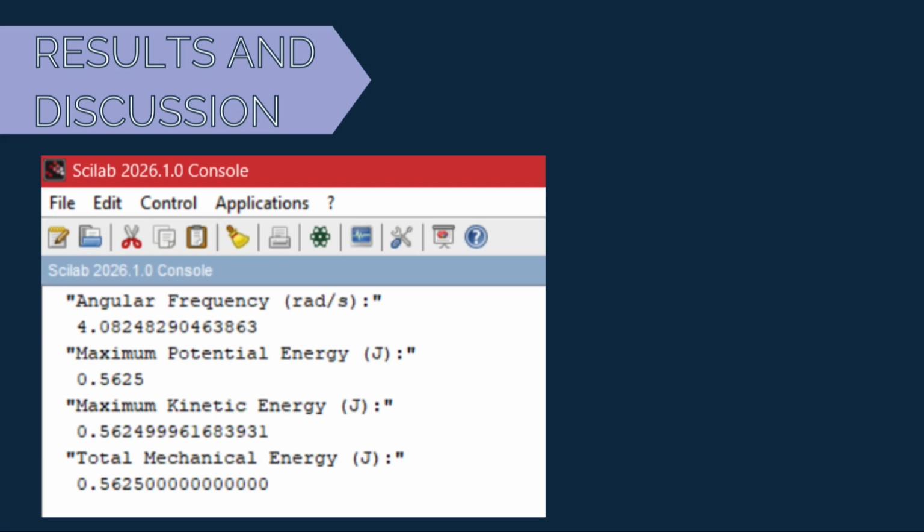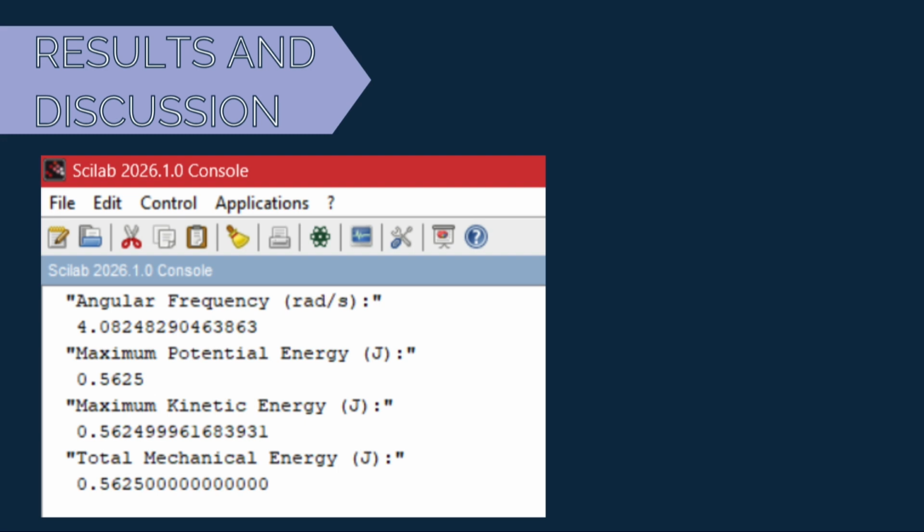Maximum potential energy occurs when the spring reaches its maximum displacement, x equals 0.15 meter. At this position, the velocity of the mass is 0 and all the mechanical energy is stored in the spring as elastic potential energy. The results show that the spring stores a maximum of 0.5625 joule of energy during its oscillation.